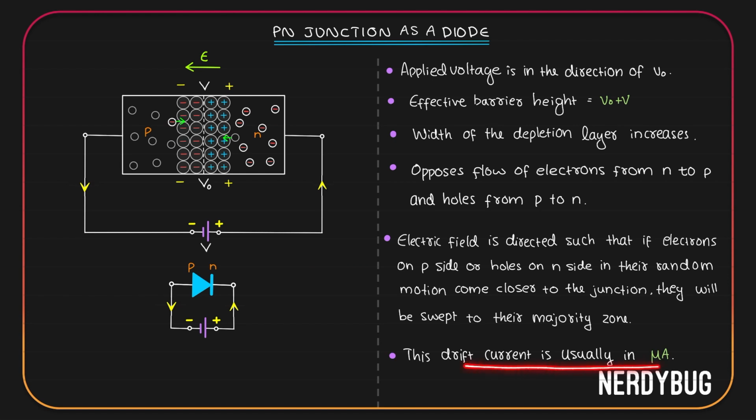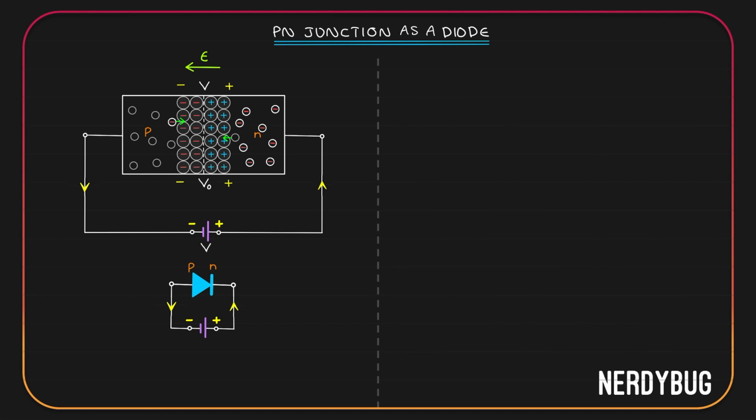And the drift current usually is in microamperes. We saw the diffusion current is in milliamperes, but drift current is in microamperes. Drift current is very much lesser than diffusion current. What is the reason for that? The reason is pretty simple. In diffusion current, holes were going from the p side to the n side and electrons were going from the n side to the p side. We have so many holes in the p side and so many electrons in the n side. Because of that, the current is high.